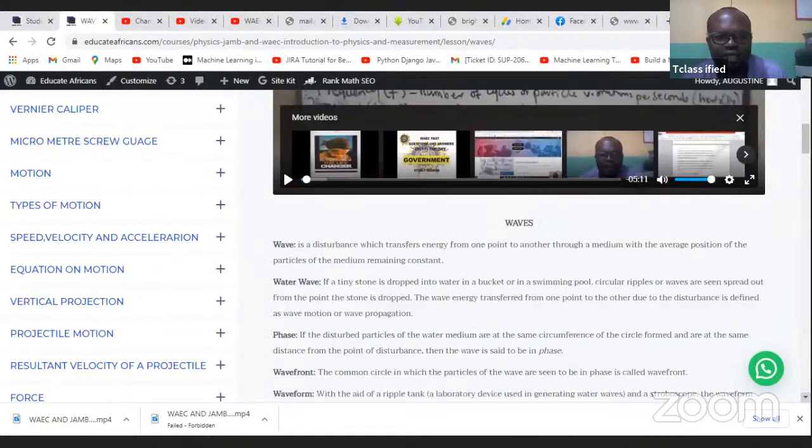So, water wave: if a tiny stone, this is what I just explained to us. Oluwase, is this what I just explained to us about water waves?